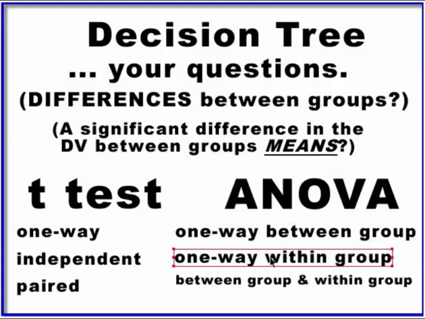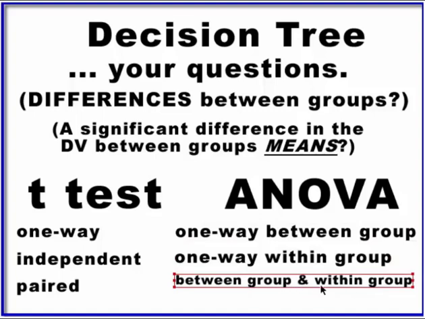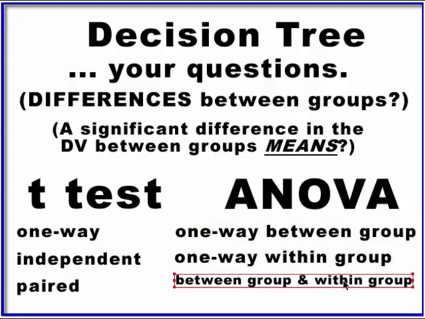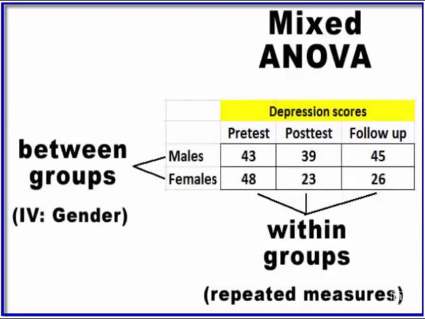And the last one is if it has both of them, if it has a between group and a within group design in the study. So an example, let's go back to our depression scores, right? We give them a pre-test, we give them the therapy, we give them a post-test, 6 months later we give them a follow-up. But we also want to see if there was a difference between the males and the females. So that's the between group would be the gender, and the within group would be the 3 repeated measures.